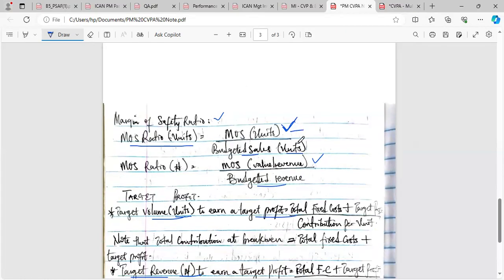How do we get this margin of safety? We said budgeted units, because we're looking at units, minus break even in units, all over budgeted sales in units. So this is the formula. Once you understand this, the formula for margin of safety ratio is simply margin of safety, whether in units or in naira, divided by budgeted sales in units or budgeted sales in naira.